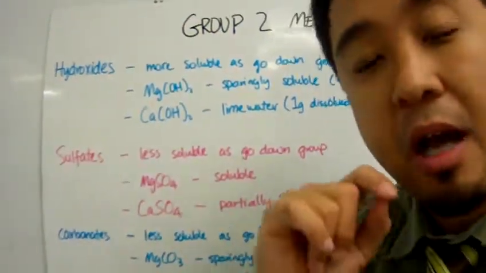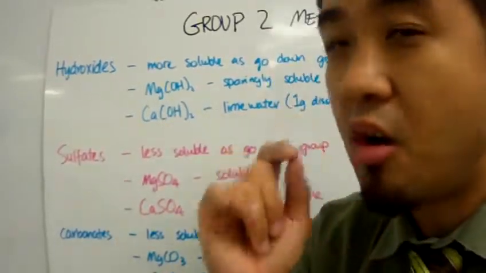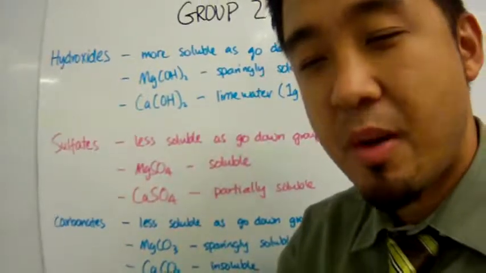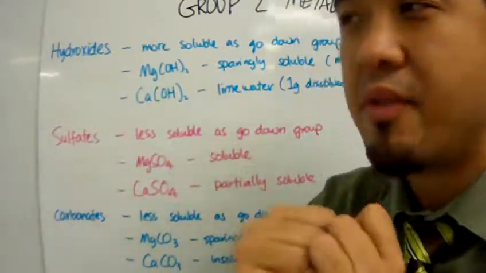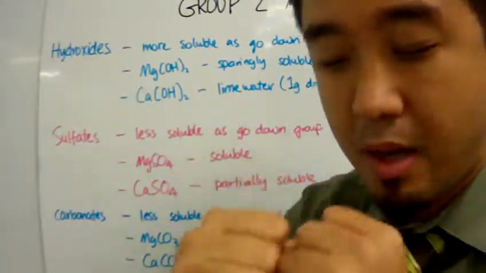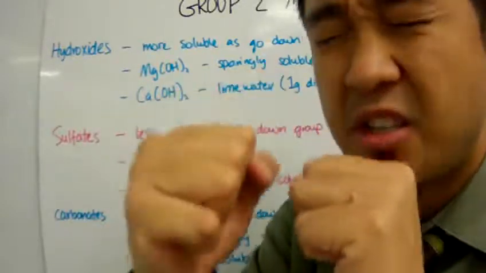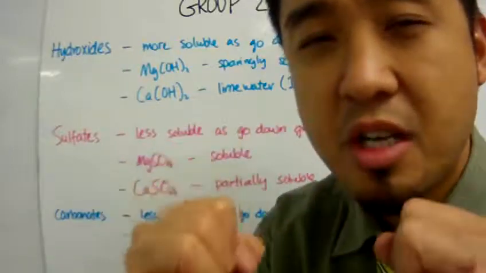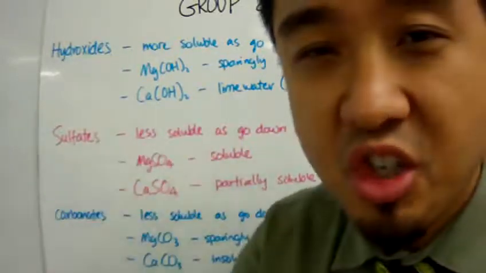Now, what makes a compound soluble? Well, it's all because of the solvation properties. What are the solvation properties? That means when you have a salt crystal or salt compound, you have ions, right? Positive ions and negative ions alternating in the lattice structure.